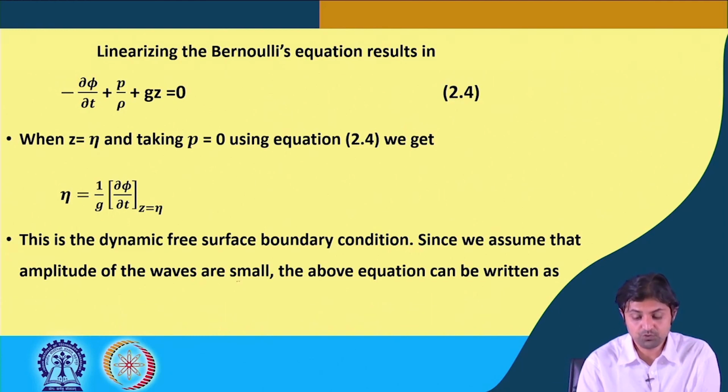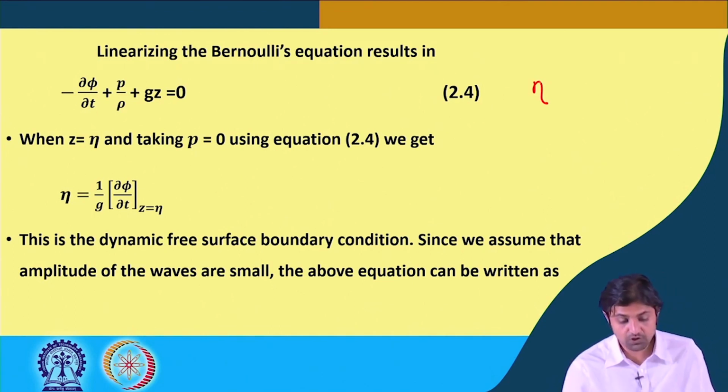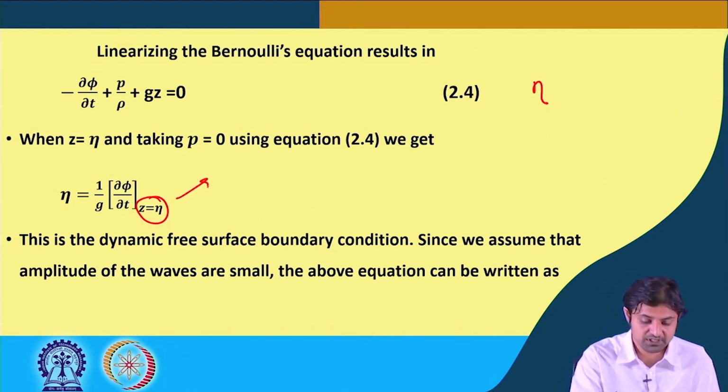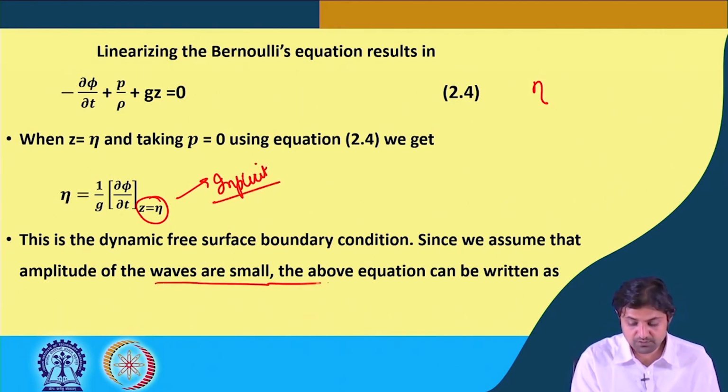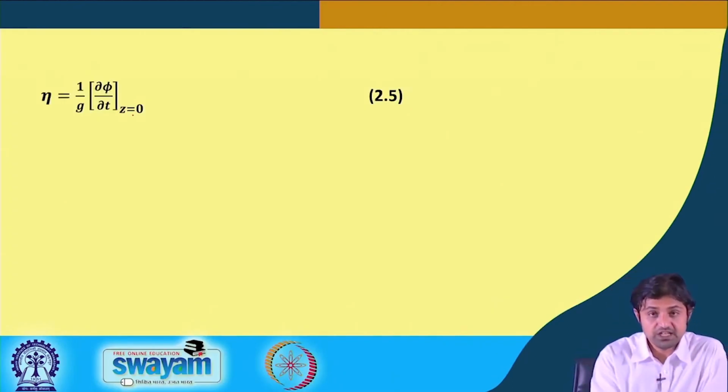Since we assume that the amplitude of the waves is small, see, one assumption was that the amplitude of the waves is very small. So, this eta actually is very small, alright. So, this is a problem if we say z is equal to eta, because we do not know eta from before, this becomes an implicit equation, right. So, with this assumption that the waves are small, instead of z is equal to eta, we write z is equal to 0, because eta is very small, alright.